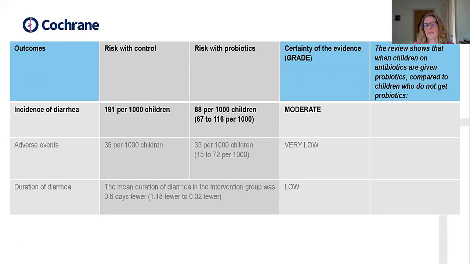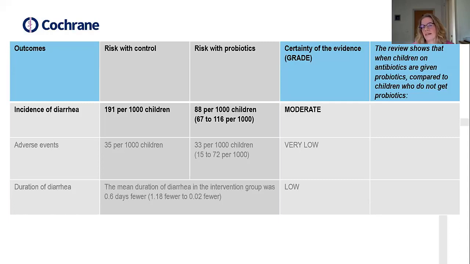And looking at this first outcome, incidence of diarrhea, in the children who didn't take probiotics, 191 out of 1,000 children got diarrhea when they were taking antibiotics. But in the intervention group, so those who were taking the probiotics at the same time, only 88 out of the 1,000 children actually got diarrhea. And so that seems like a pretty good result. And if you look at the confidence interval, the best case scenario is that 67 children got diarrhea, and the worst case scenario is that 116 got diarrhea. And that still seems pretty good, even though that worst case scenario still seems pretty good in comparison with the risk with the control group.